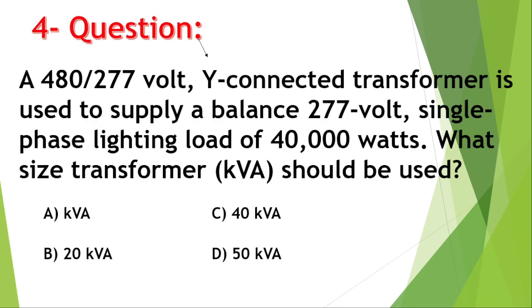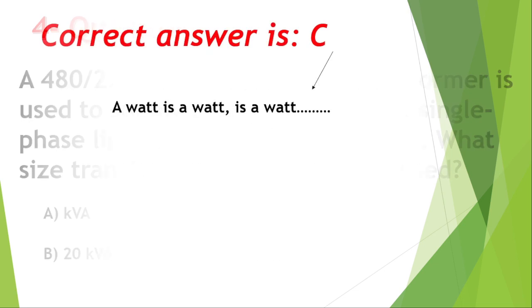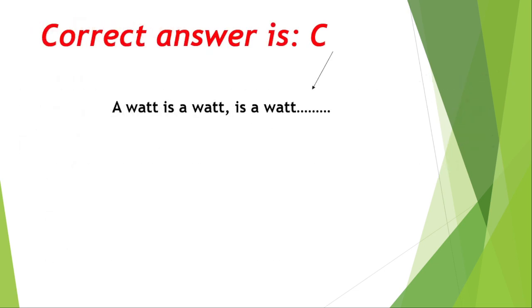Question number 4. A 480/277 volt Y-connected transformer is used to supply a balanced 277 volt single-phase lighting load of 40,000 watts. What size transformer kVA should be used? A. 10 kVA. B. 20 kVA. C. 40 kVA. D. 50 kVA. Correct answer is C. Please see the reference.